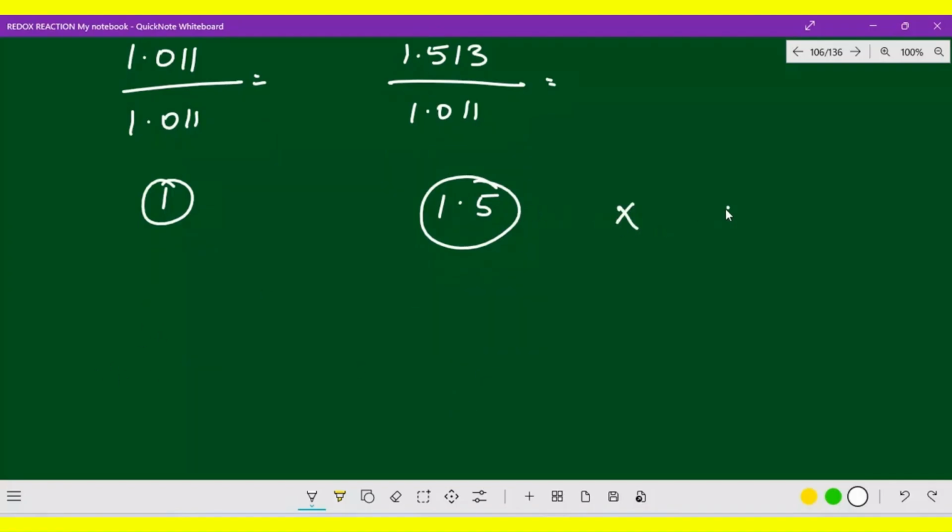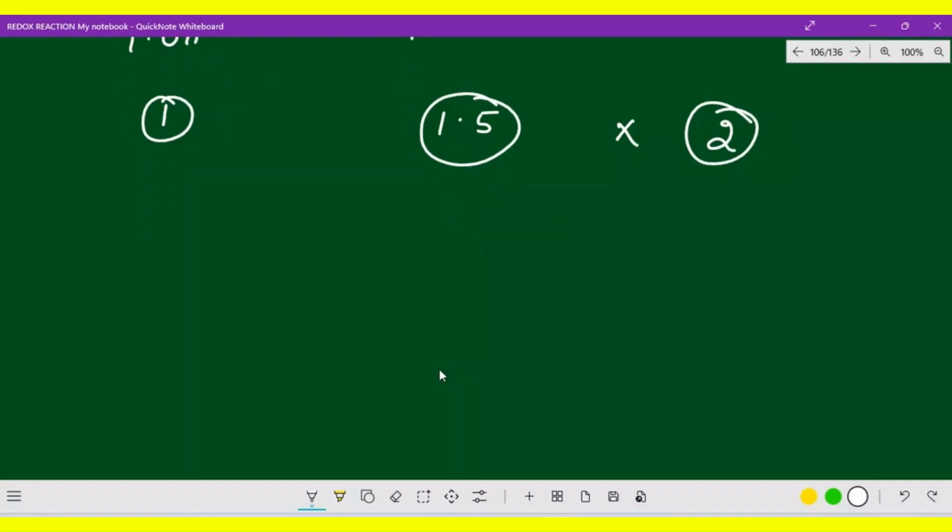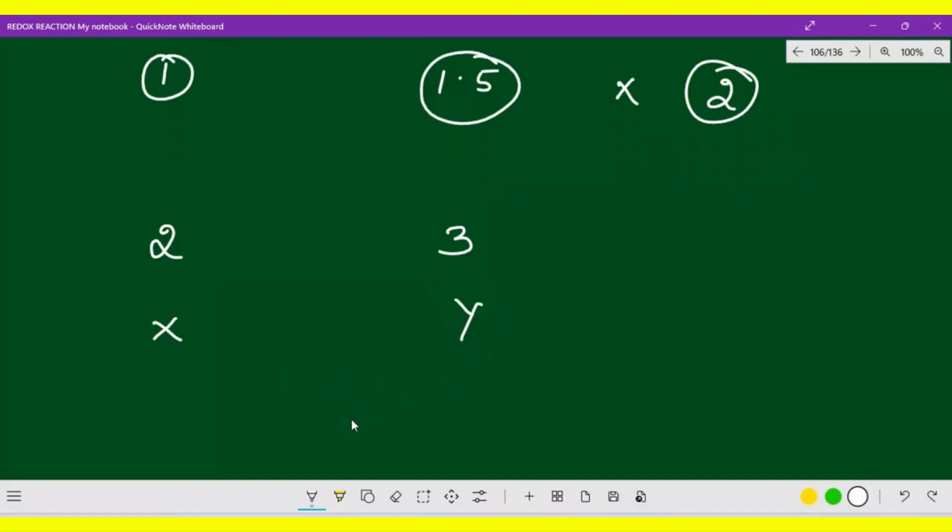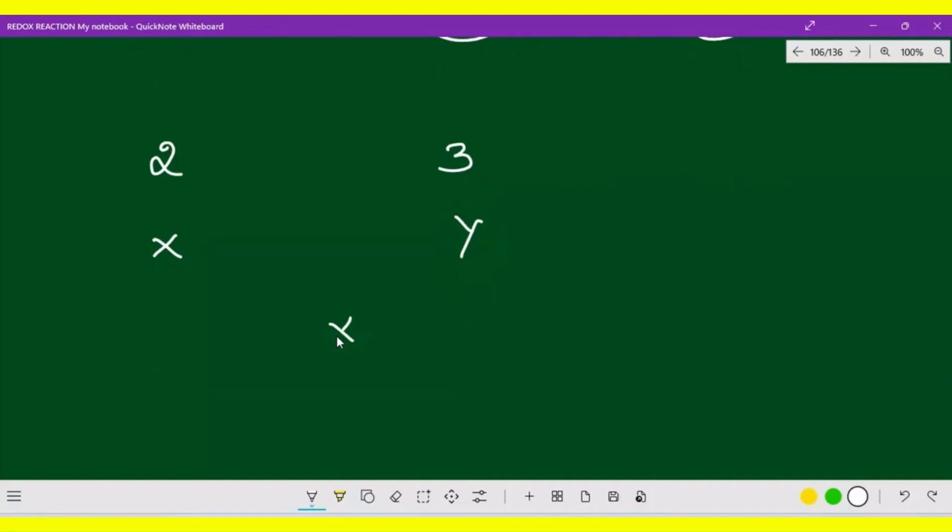So multiply with 2. When you multiply with 2, you will get 2 here and 3 here. So this is X and this is Y. So what formula can you bring over here? X2Y3. So this is the formula you can provide. I hope you got the clarity.